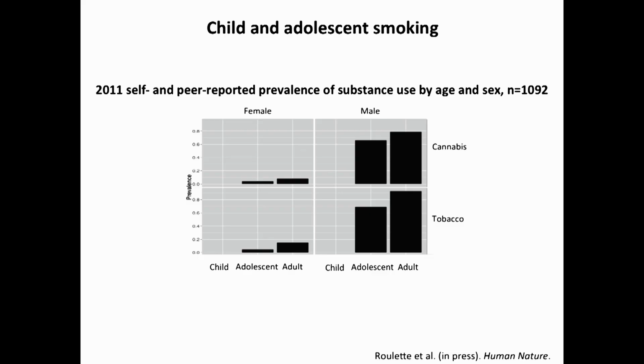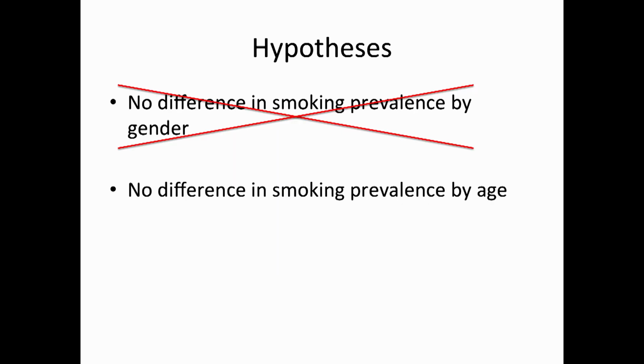Females on the left, males on the right, and cannabis on the top graphs and tobacco on the bottom. You can see that children are not using either tobacco or cannabis, whether you're male or female. There's a clear large gender difference again, but adolescents aren't using very much unless you're a male here. But again, children are not using. There's a clear smoking prevalence by age here. So we can also reject this hypothesis.